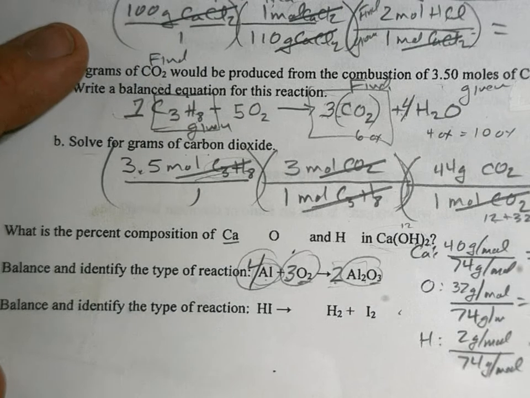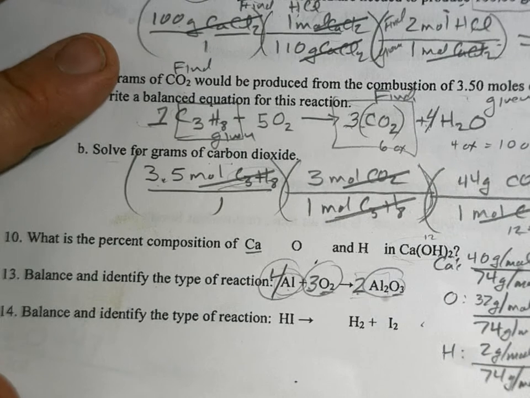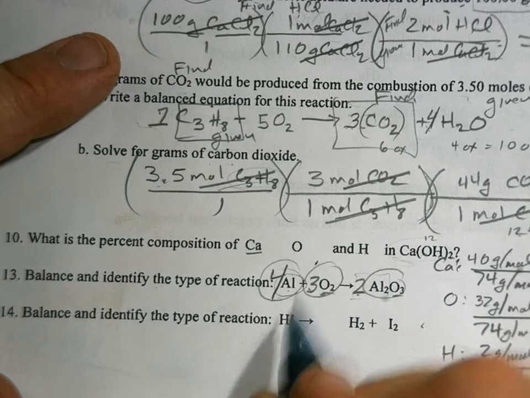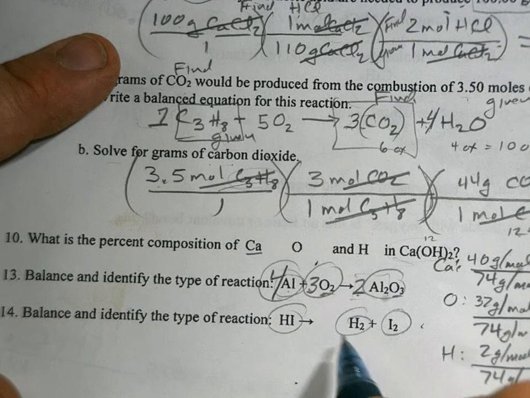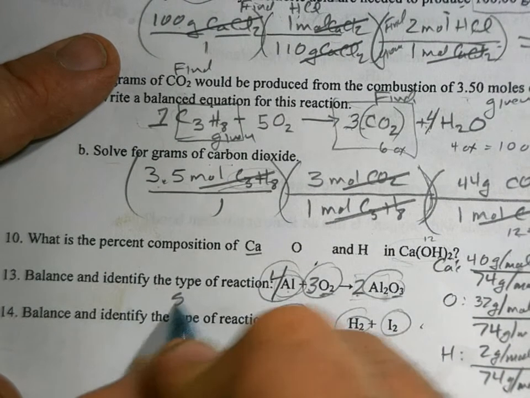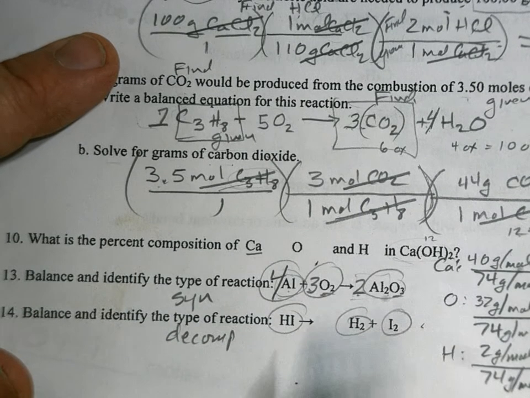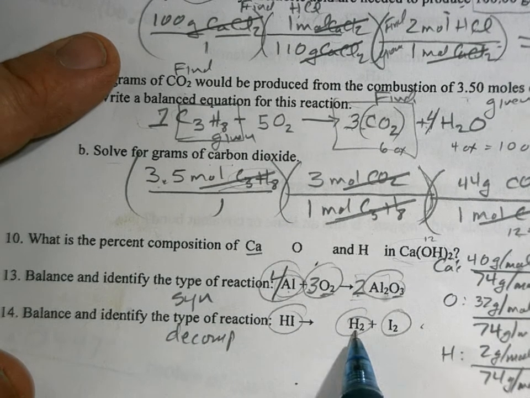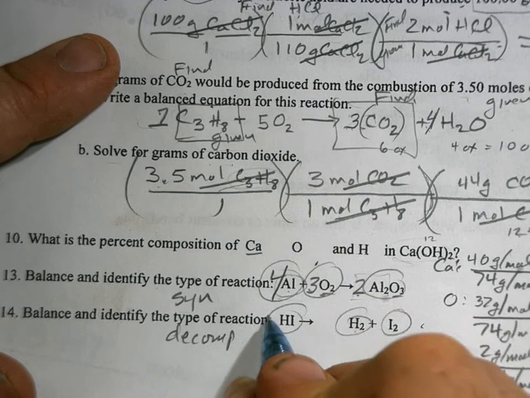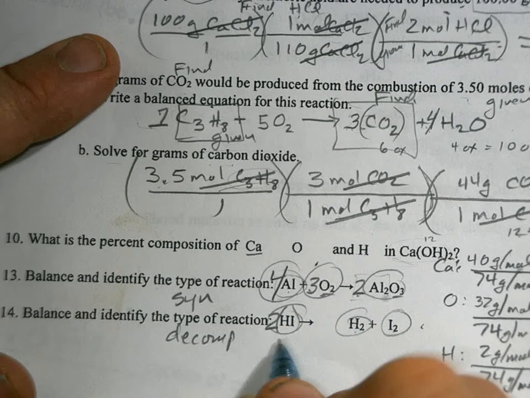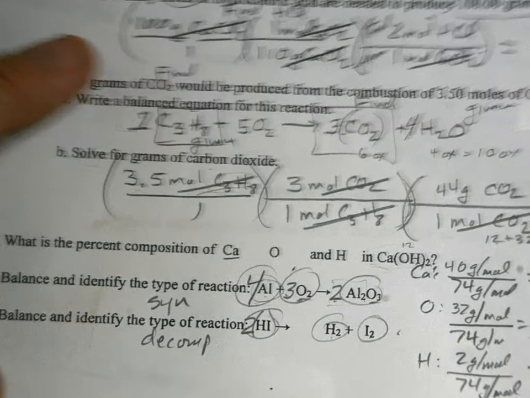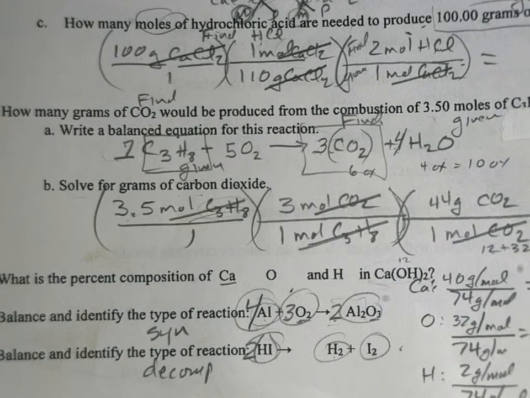Number 14, need to balance this type, and we got 1 compound breaking down into 2, so that'll be decomp. This was synthesis, this is decomp. Okay, we just got to balance those. Pretty easy since we got 2 hydrogens and 2 iodines. We just need a coefficient 2 in front of the hydrogen iodides. We're done. See you later on this test.